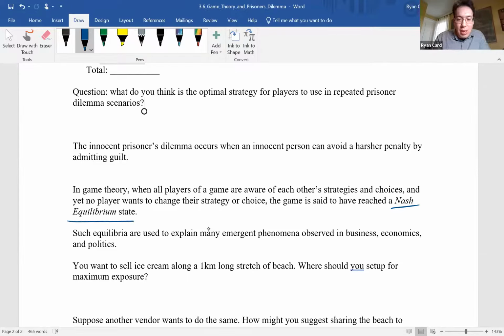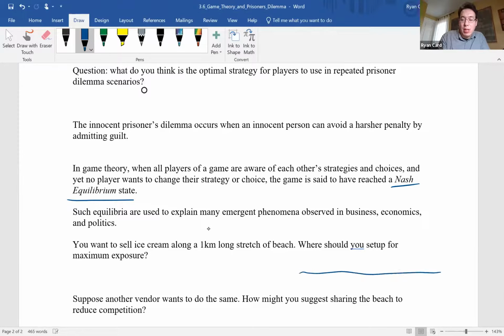So let's try to come up with this type of situation in a business setting. So let's say you have a beach. Let's say this is the sandy beach, and this is the ocean.